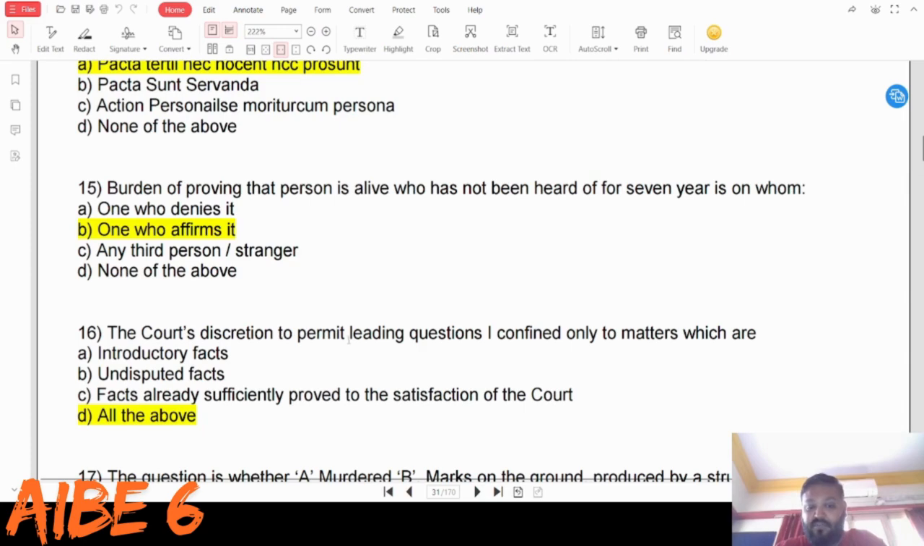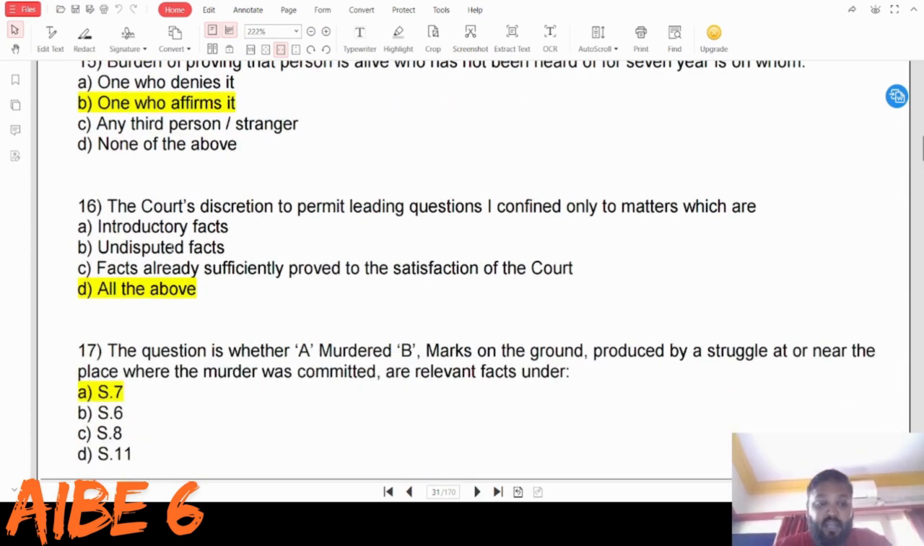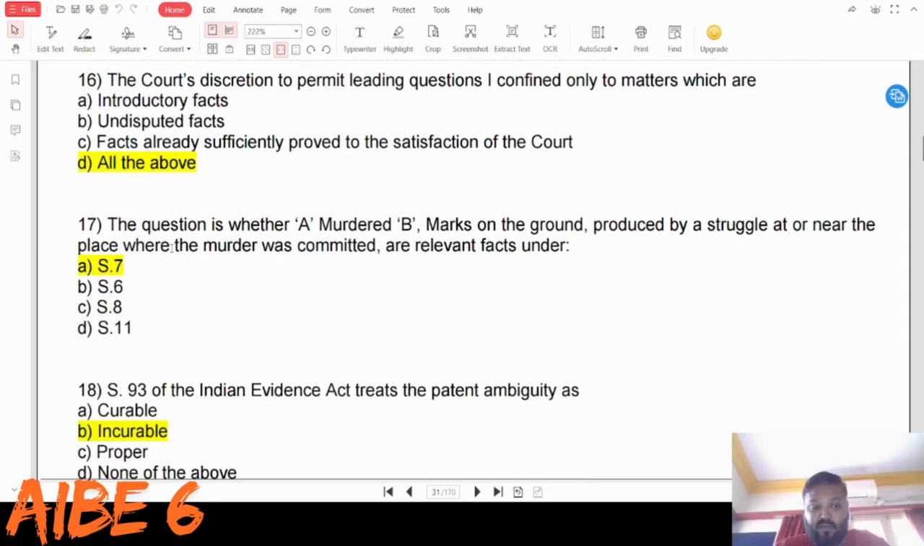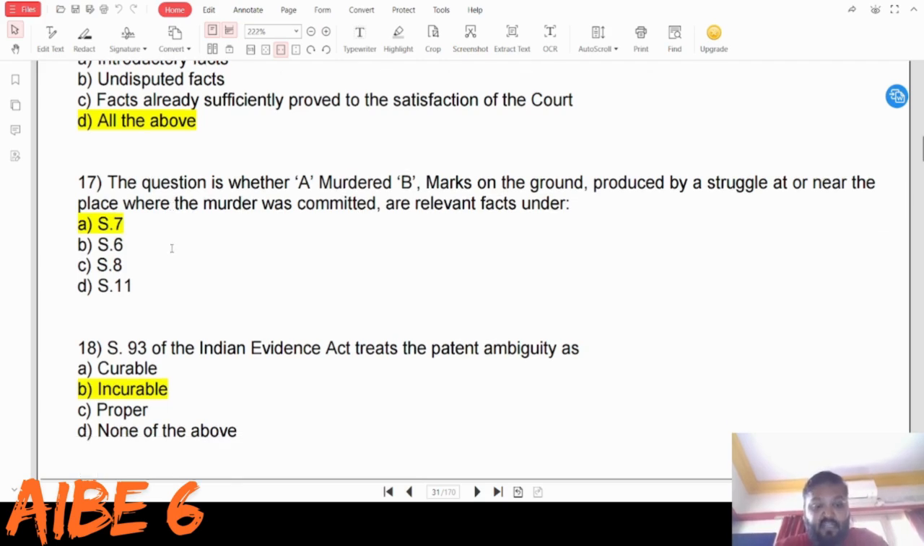Court's discretion to permit leading questions: confined only to matters which are introductory, undisputed facts, or facts already sufficiently proved to the satisfaction of the court. The question is whether A murdered B. Marks on the ground produced by a struggle at or near the place where the murder was committed are relevant facts under Section 7. Section 93 of the Indian Evidence Act treats patent ambiguity as incurable.